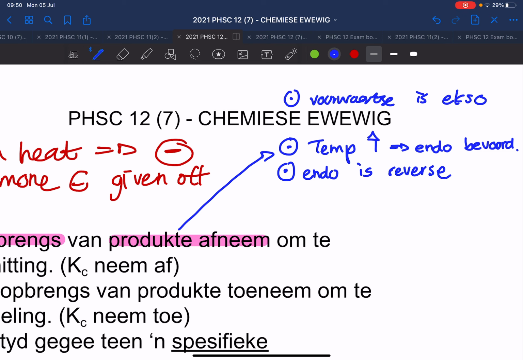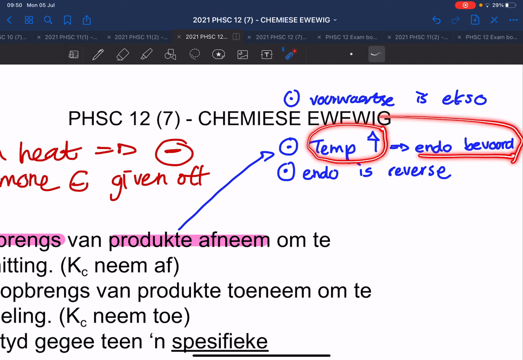So you can start with that. You can say, goed, die voorwaartse reaksie is exothermisch. If we increase the temperature, the endo is favored. Hoekom? Dit is Le Chatelier's beginsel. If we make it warmer, it wants to make it colder. Hoe maak hy hom kouer? By favoring the reverse reaction.